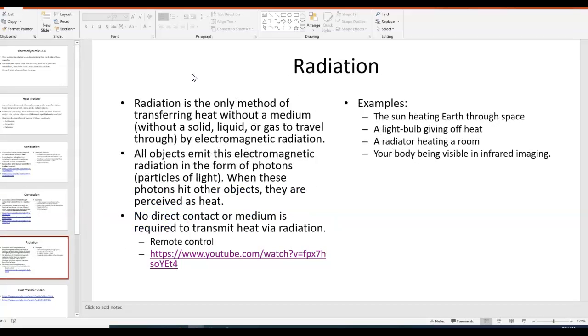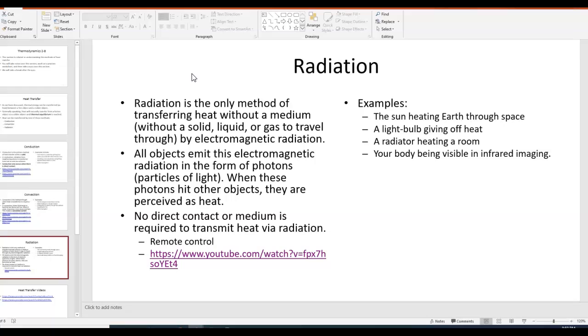And then radiation. Radiation is the only method of transferring heat that does not require a medium. That means it does not require a solid, liquid, or gas to travel through. With radiation, the heat is transferred by electromagnetic radiation, specifically infrared. You might have heard of infrared before. All objects in the universe emit some type of infrared radiation. They emit infrared photons, which are particles of light, and when those photons hit other objects, they are perceived as heat.